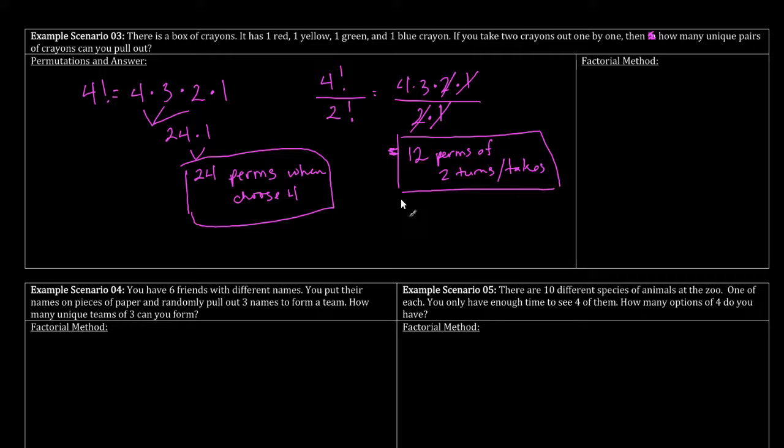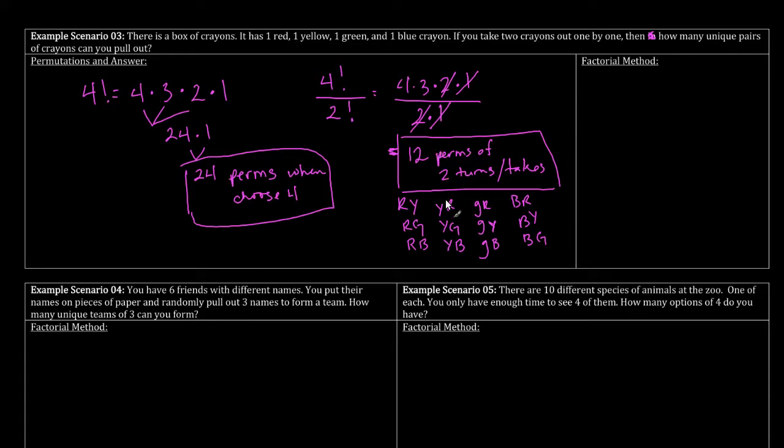The 12 with 2 turns, you can get red, yellow, red, green, red, blue. You can also get yellow, red, yellow, green, yellow, blue. You can also get green, red, green, yellow, green, blue. You can also get blue, red, blue, yellow, blue, green. So we don't have to write these all out, but I just wanted to show you.